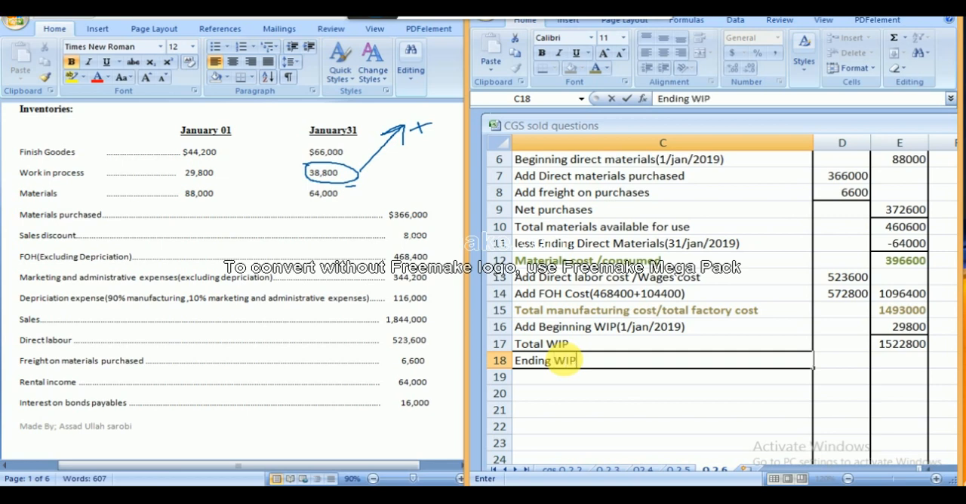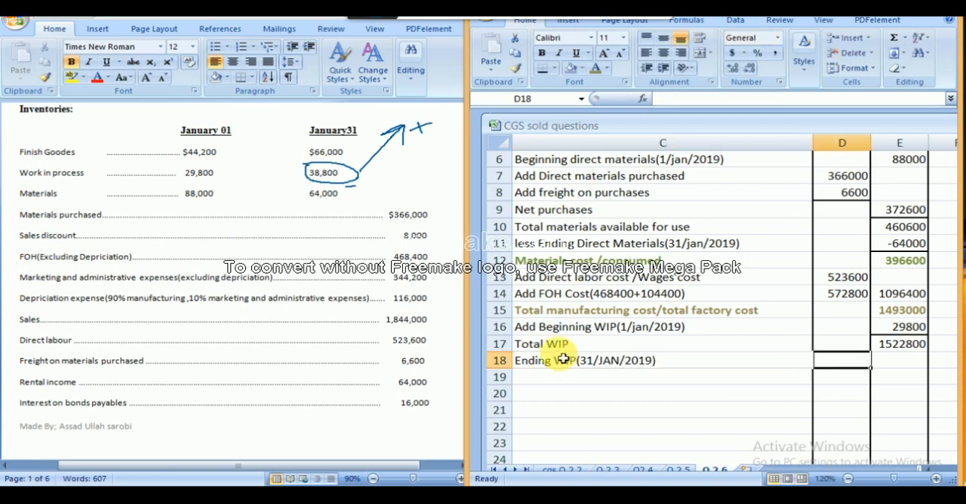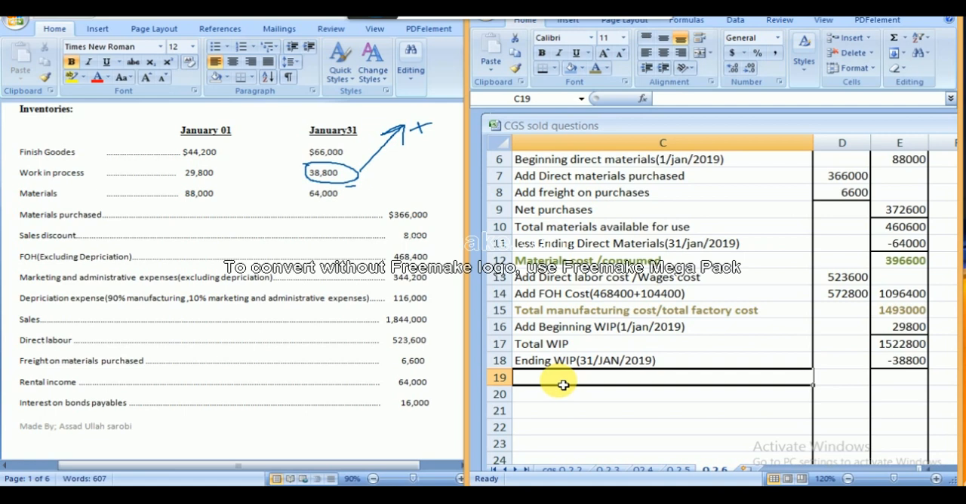Ending work in process means, on 31st of January 2019, clear the remaining. So how much? That was 38,800 material remaining in the machinery which was not converted to finished goods. That will be converted to finished goods in the upcoming month. So we are not concerned about the upcoming month. We need to calculate the exact cost of work in process here and the exact finished goods cost.